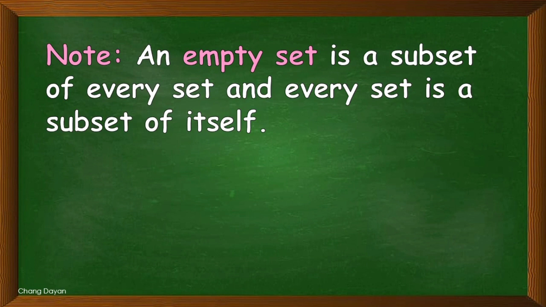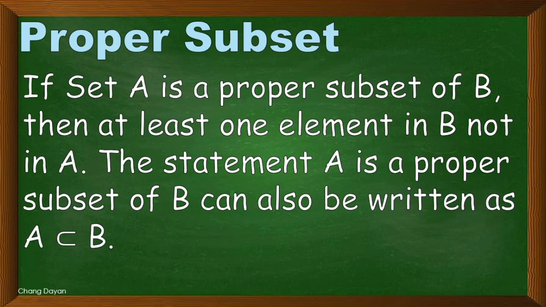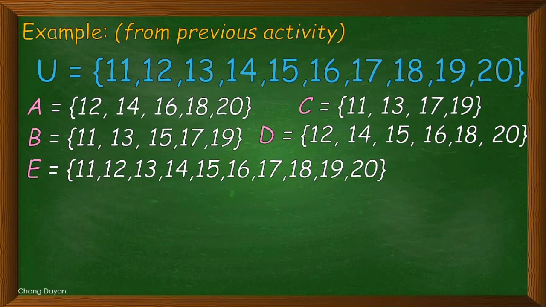Note, an empty set is a subset of every set, and every set is a subset of itself. Let us have a proper subset. If set A is a proper subset of B, then at least one element in B is not in A. The statement A is a proper subset of B can also be written as this one.